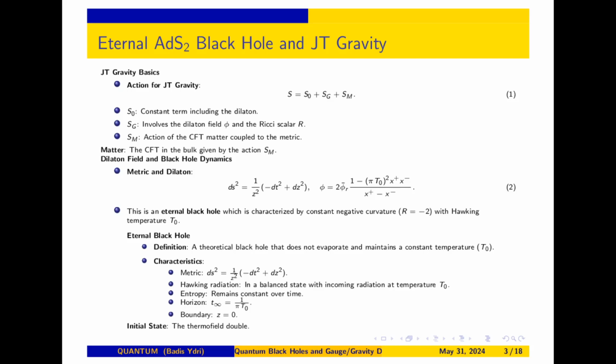This describes a black hole with constant negative curvature, which means the spacetime is curved in such a way that it can be represented by the hyperbolic plane. The Hawking temperature T0 is a characteristic temperature associated with the black hole's radiation. This setup provides a simplified yet powerful framework to study black hole thermodynamics and quantum effects.